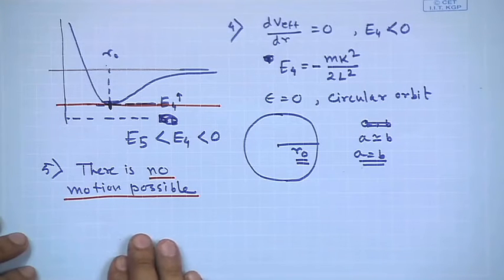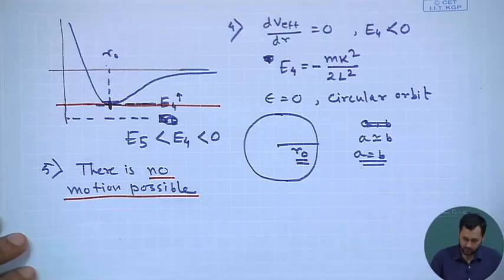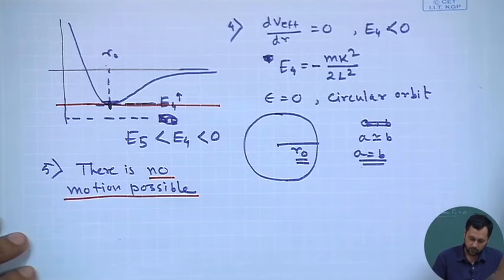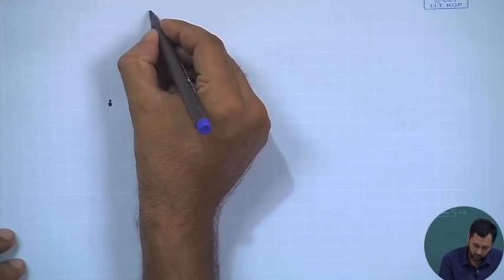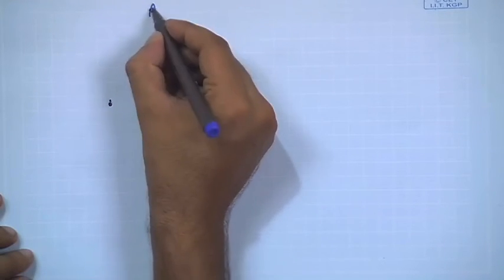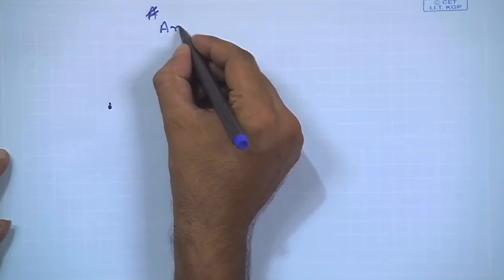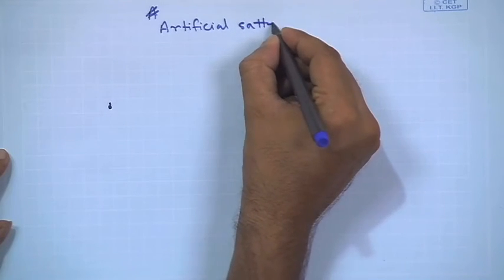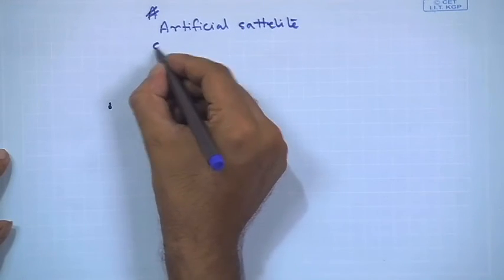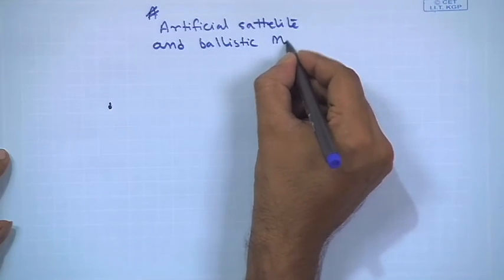Now, what we are going to do for the rest of the duration of this class is discuss certain important parameters related to artificial satellites. So, the next topic, which is the last topic of this discussion, is artificial satellite and ballistic missile.